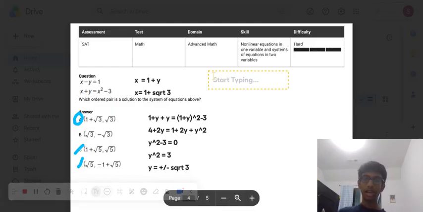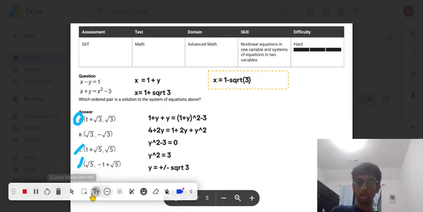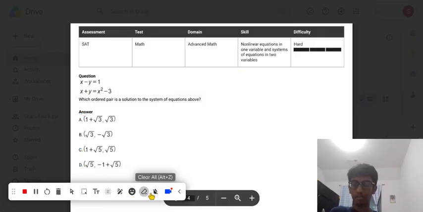So if we instead have that, we would have x is equal to 1 minus the square root of 3, right? And that's obviously not the right answer because although our y value might be correct, our x value is not. So we can cross out B as well, and we can move on. Let me clear everything.